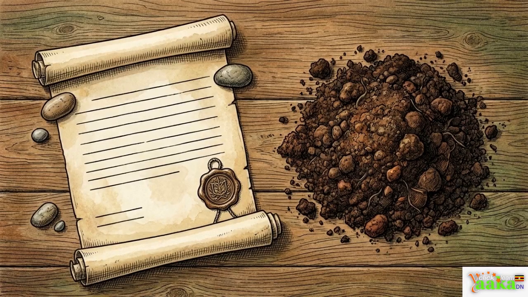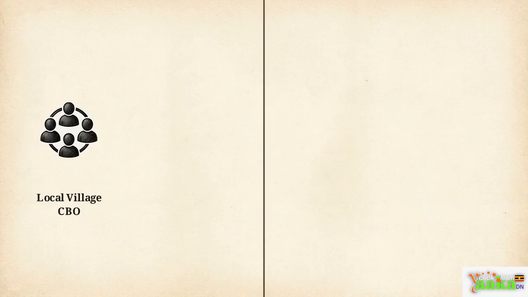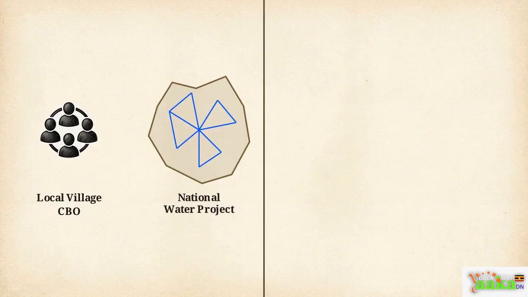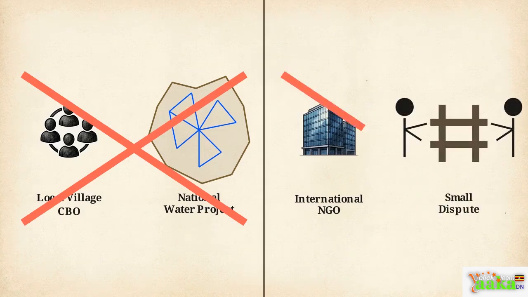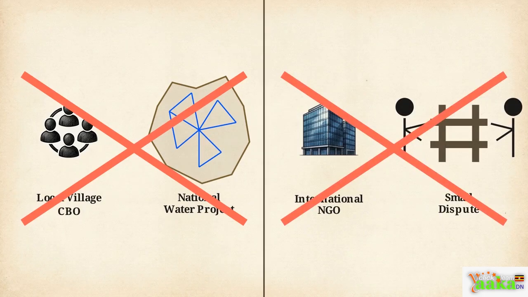They help vulnerable women navigate property laws to protect their land when traditional or local systems fail to defend their rights. Distinguishing between these groups depends on the task. You wouldn't expect a local village CBO to fund a national water project, and you wouldn't hire a massive international NGO to mediate a small dispute between neighbors.